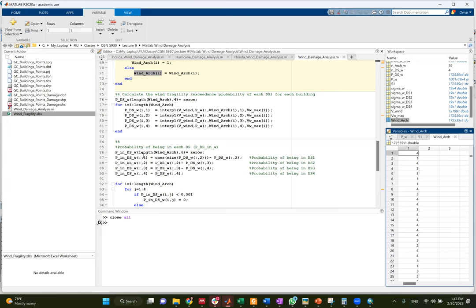This is damage state 1. This is damage state 2. This is damage state 3. So this is the 4 damage state that we have. So if the wind speed here, actually there is no damage.